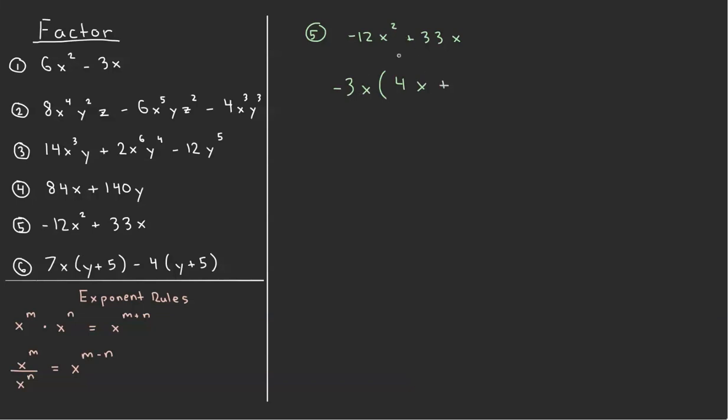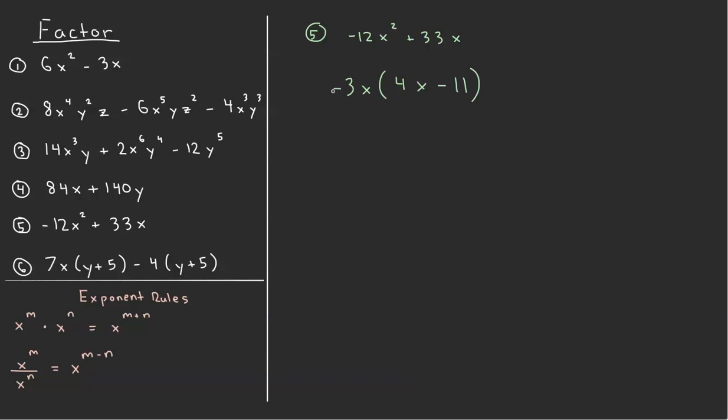Okay, then we have a plus sign here. Negative 3 times what will give me a positive 33? Well, it's going to be a negative 11. Okay, so instead of writing a plus here, since we have a negative 11, I'm going to write it like this. Okay, and then x times what will give me x? Well, 1. Okay, so this is the factored form.